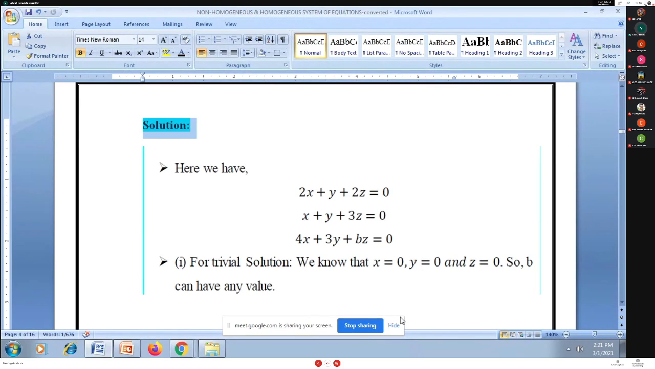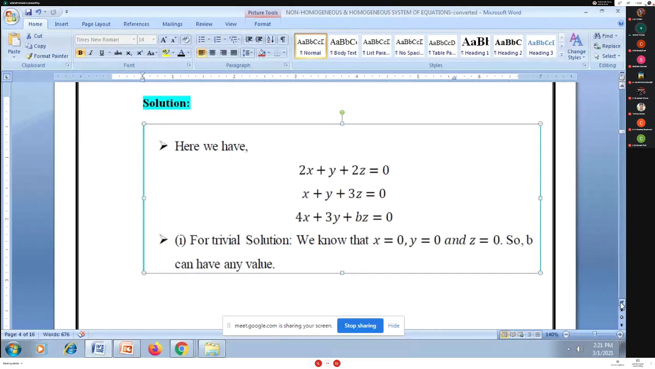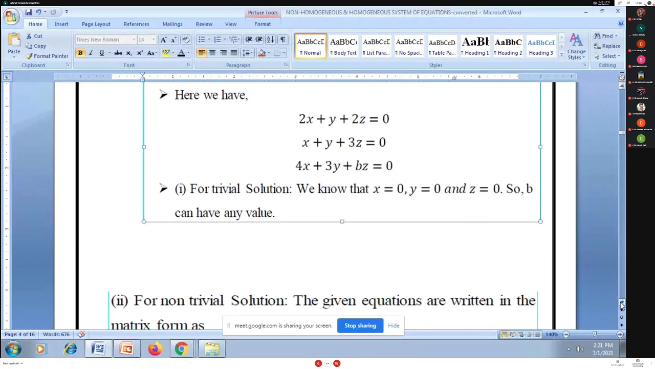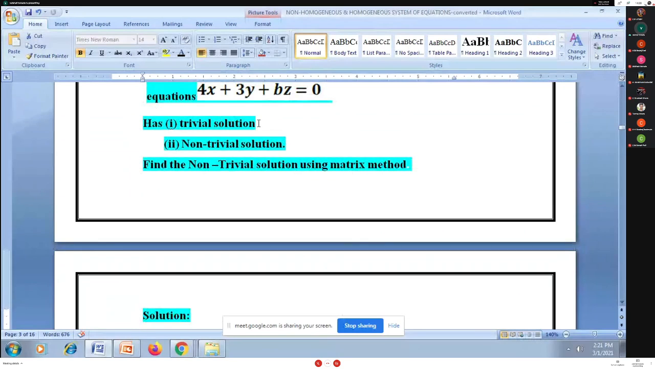And my first sub question solution is over here. When I write, I will write b may take any value. b can take any value. My first sub question solution will be over here. It may take any value, real, positive fraction, negative fraction, any value it can take. Yes. So now my second sub question. For trivial solution, b may take any value.